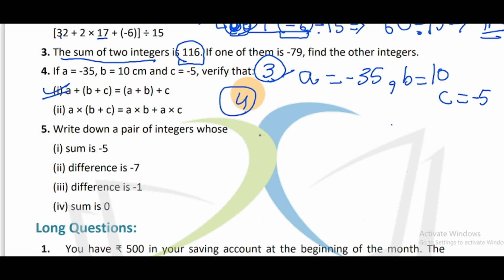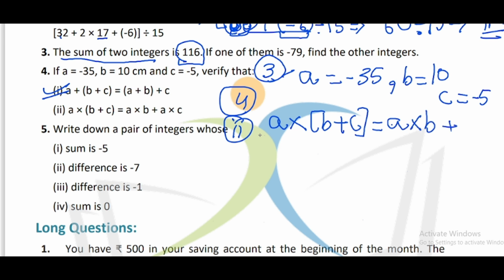In the second part it is given that A multiply with (B add with C) equals A multiply with B add with A into C. That is the associative property of integers in multiplication. Then put the values of A, B and C. The value of A is given as minus 35, that is multiplied with the sum of B and C. Then put the value of B, that is 10, and the value of C, that is minus 5.